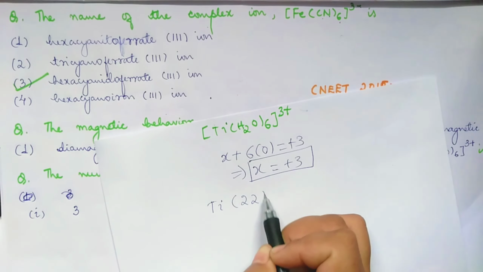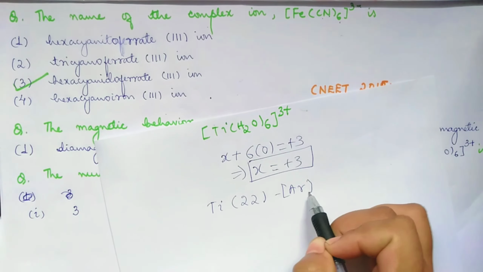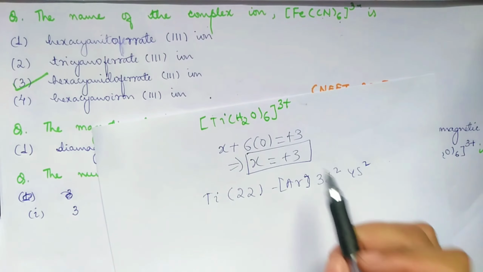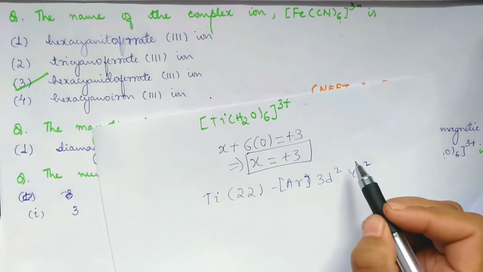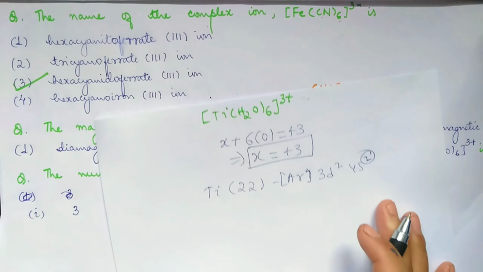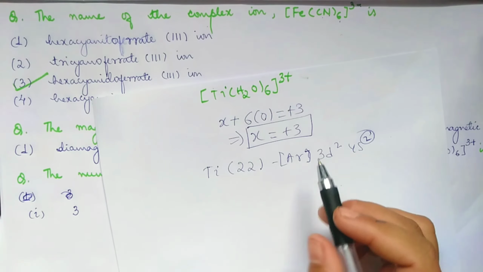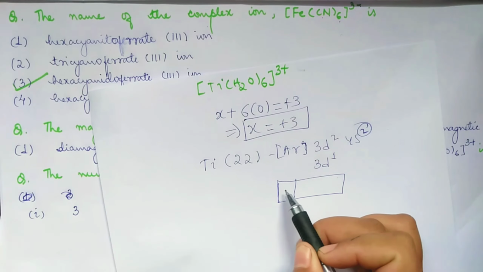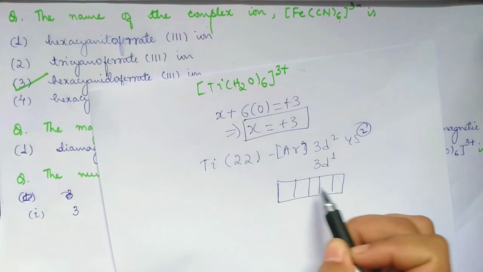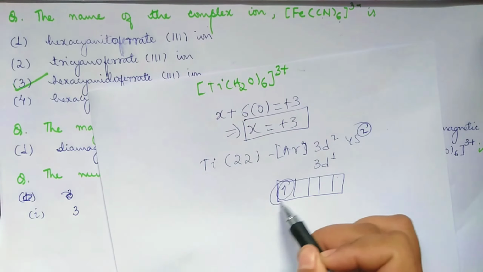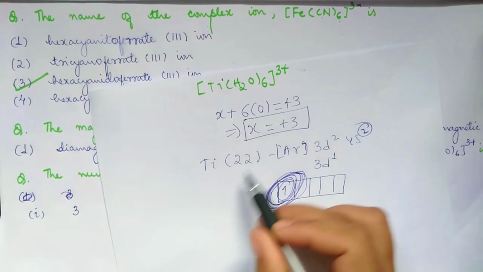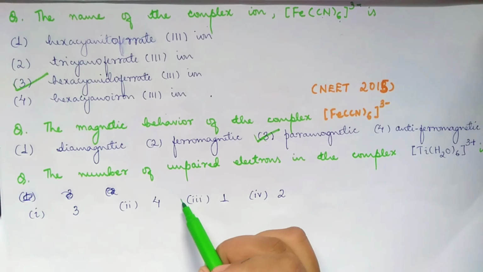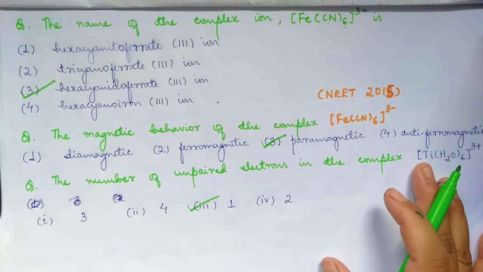Next, write the electronic configuration. Atomic number of titanium is 22. Argon 3d2, 4s2. If the oxidation state is +3, it means that 3 electrons are lost. 2 from the 4s, 1 from the 3d. If 1 electron is lost from the 3d, then we are left with 1 electron in the 3d. So we are left with 1 electron. So how many unpaired electrons do we have in this complex? 1. Correct answer is number 3. Okay, so that's all for today's video.